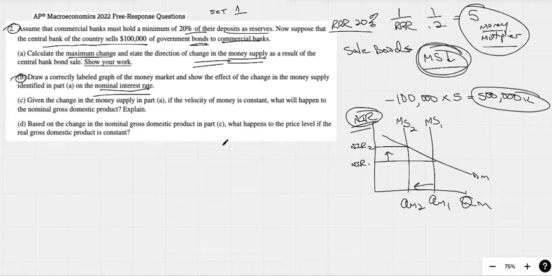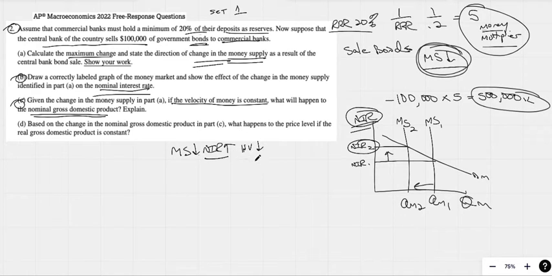We're good. Now, given the change in the money supply in part A, if the velocity of money is constant, what will happen to nominal GDP? First of all, we know what's going on here. If they were going to question me about nominal GDP, I would want to start from when the money supply goes down. This is going to drive up nominal interest rates. We can see that nominal interest rates are going up. I know that's going to make investment go down.